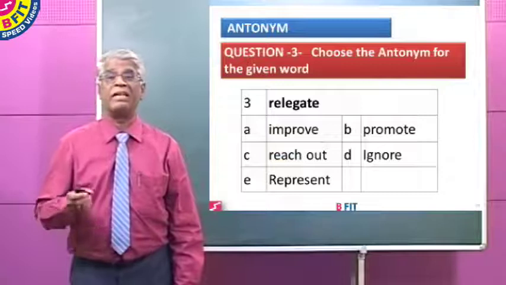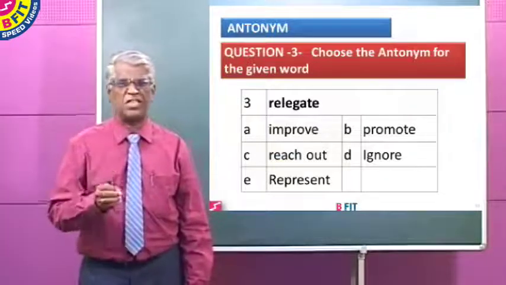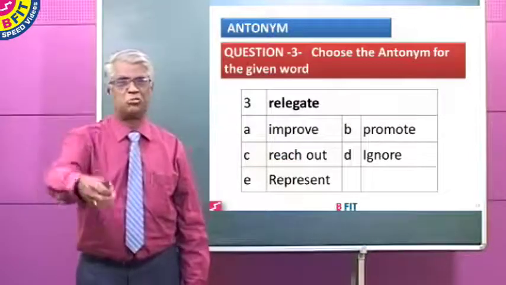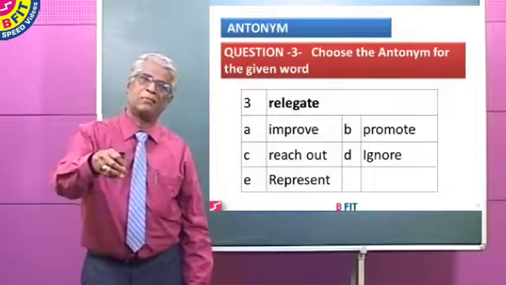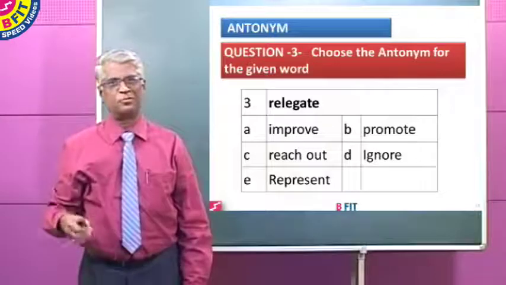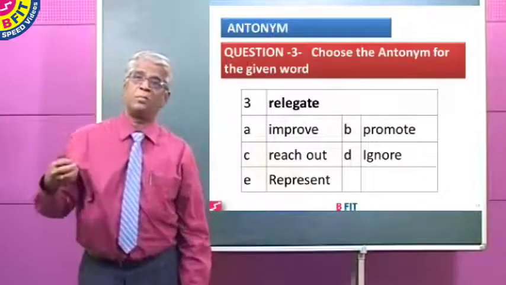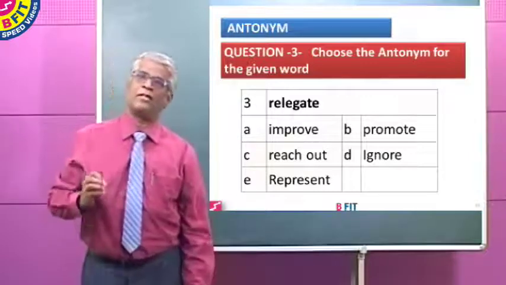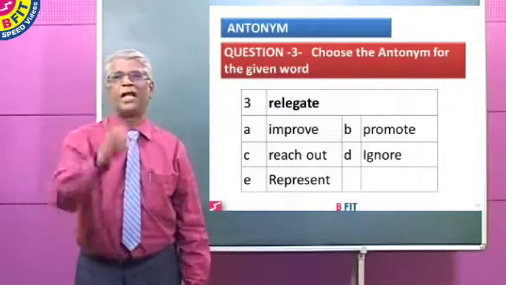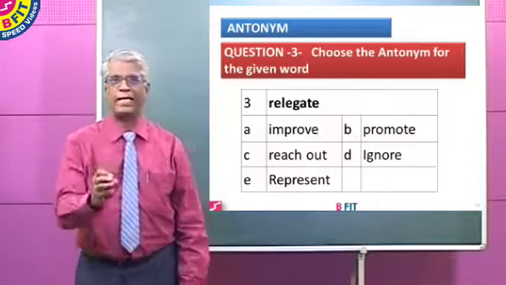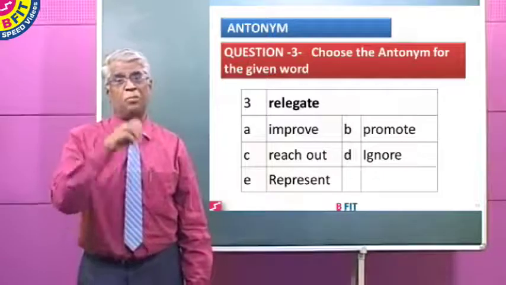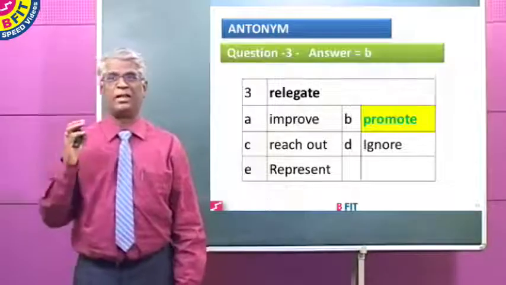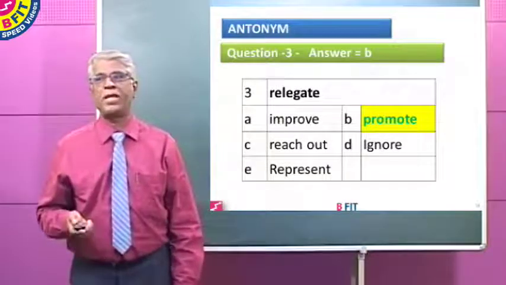The third one is relegate. Relegate means give less importance. There are respective governments which come to power in a state. When a particular government comes, it gives importance to a particular scheme. But when they lose power and the opposition party comes to power, they deliberately ignore this scheme. So they say, when the opposition comes back to power, this scheme has been relegated to the background. Relegate means less important. The opposite of that is give more importance. The word there is promote. Relegate antonym is option B, promote.